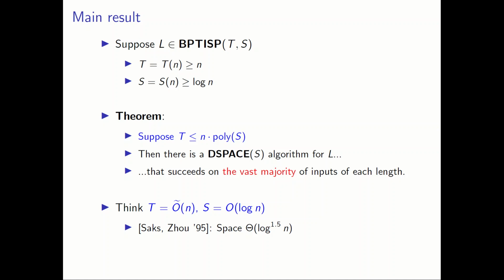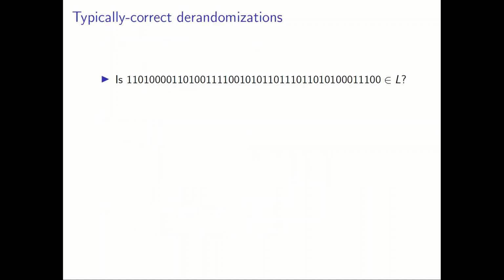All right, so let me start telling you about how to prove this theorem. We're trying to decide some language L, so we're trying to decide if some string is in this language, and we're only shooting for a typically correct algorithm. So we only need to worry about a typical input, like this one right here. And what we know is that there is a super efficient randomized algorithm for this language. So if only we had some randomness, then we could just simulate that algorithm.